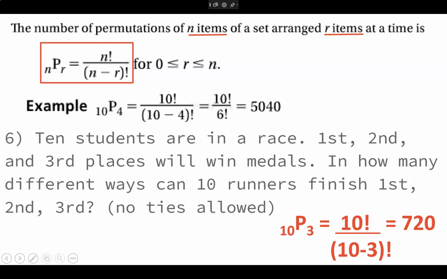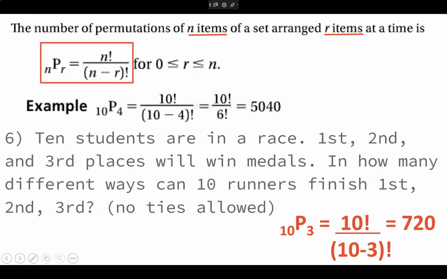Push your math button. Scroll over to the P. There. Scroll over to the permutation, that's number 4. You might have been pushing second. Don't push second. Just do the math.